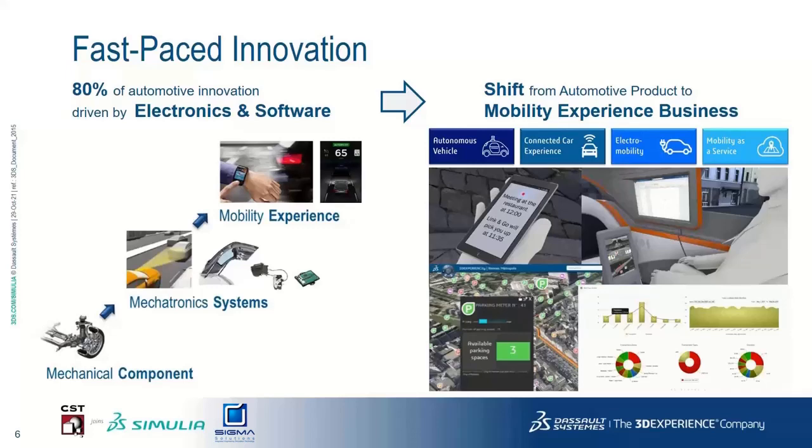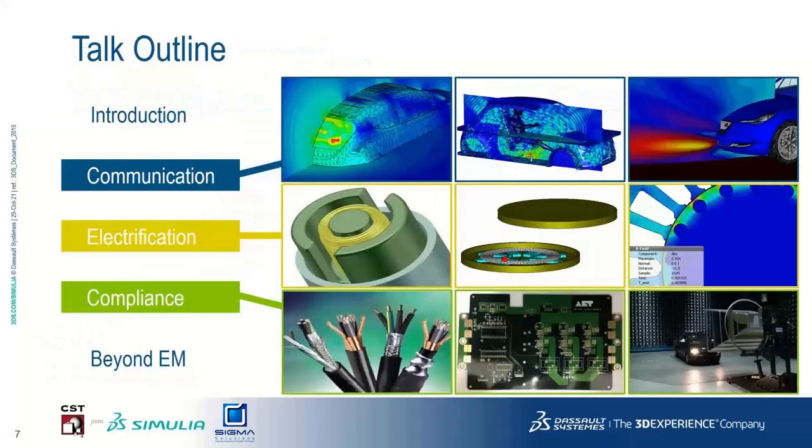So electronics and software drive most of the automotive innovation. Again, we have a lot of different components. There's a complex network of suppliers as well that design some of those systems. And at the end of the day, what we want to give to the customer is an enjoyable mobile experience. So this was a bit of an introduction.